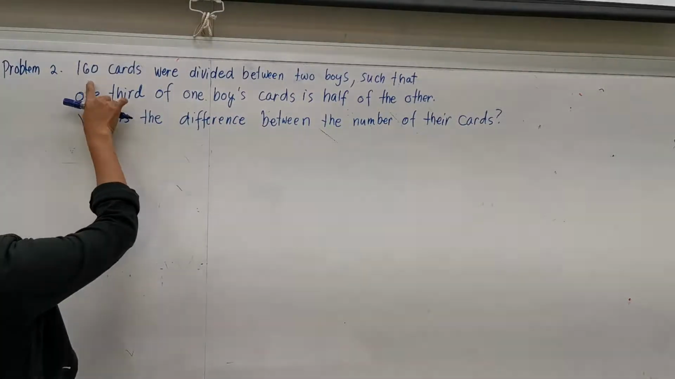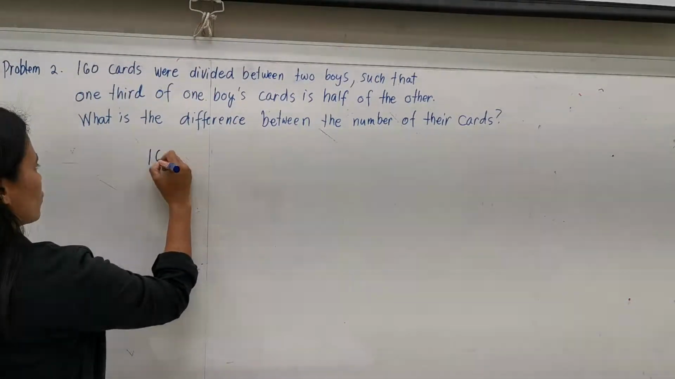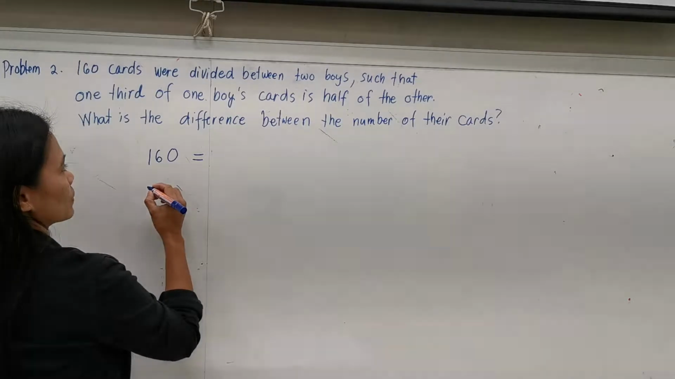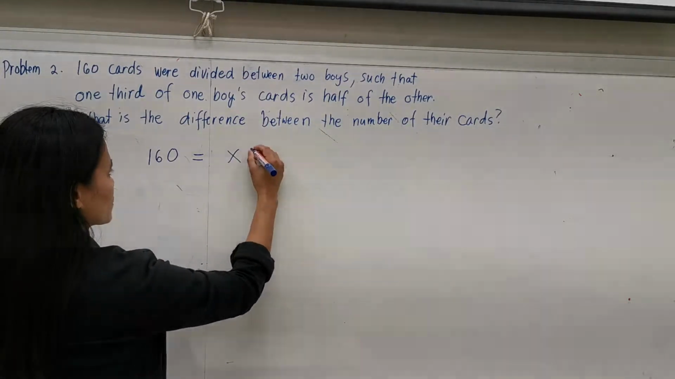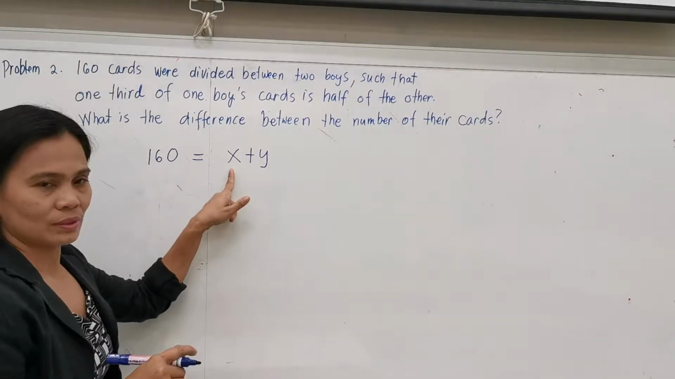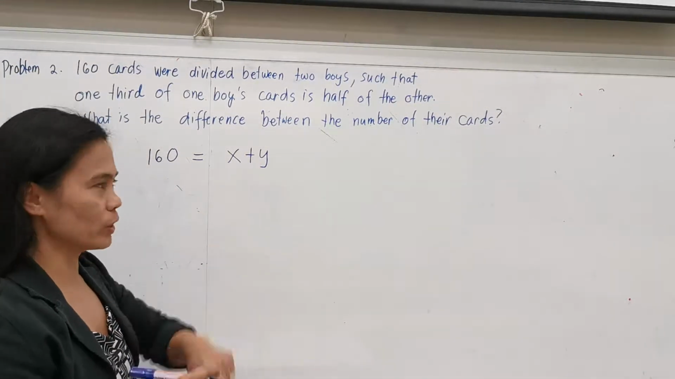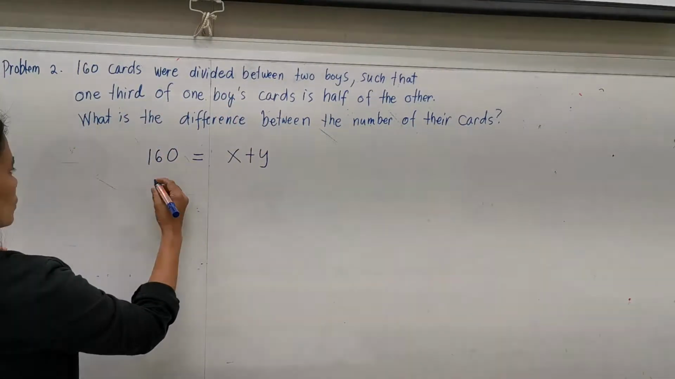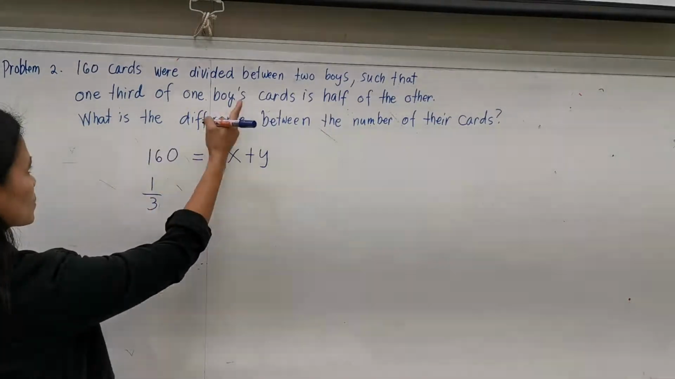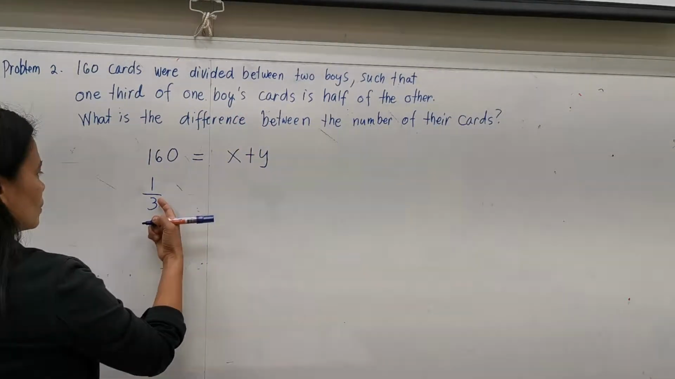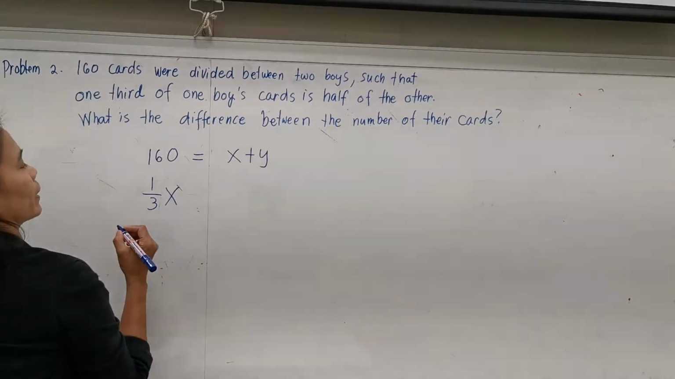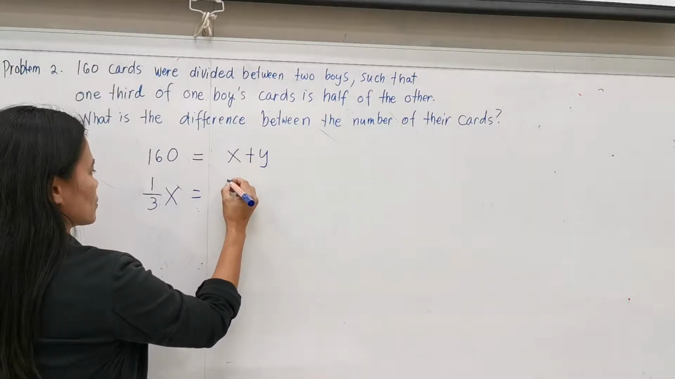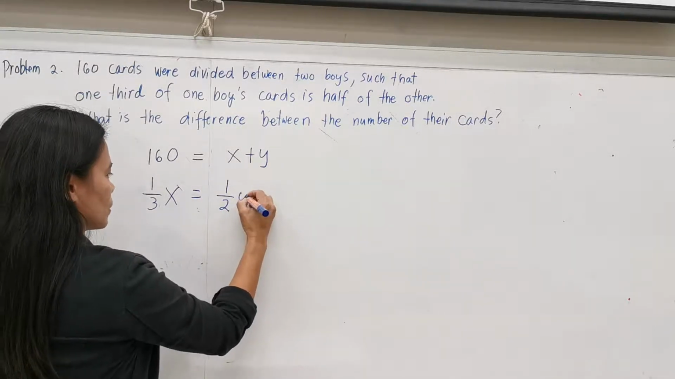So let's see. 160 cards were divided by two boys. Let's say the two boys are X and Y, X is boy 1 and Y is boy 2. And then it said such that 1/3 of one boy's cards. So let's say 1/3 of X is equal to half of the other, so 1/2 of Y.